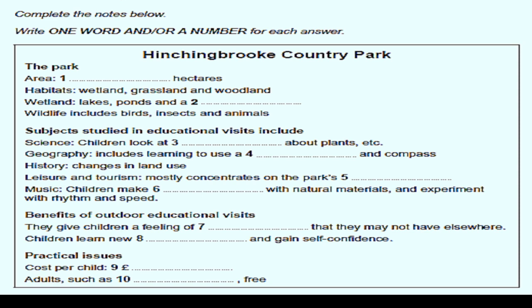And another subject we cover is music. Here the children experiment with natural materials to create sounds and explore rhythm and tempo. That must be fun. Most children really enjoy it.